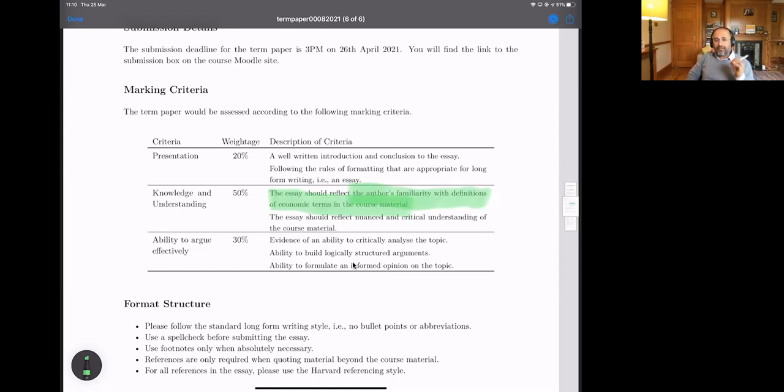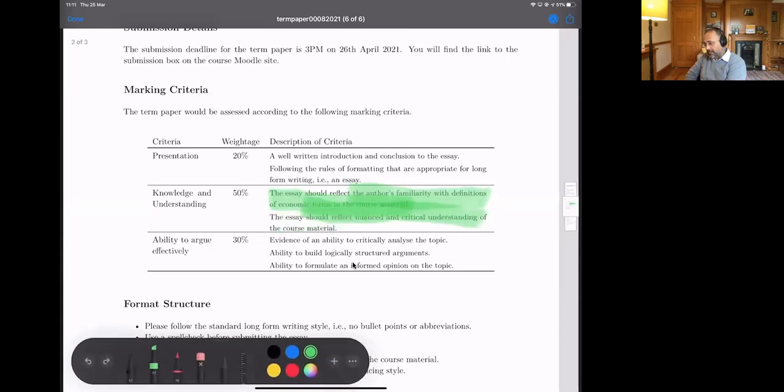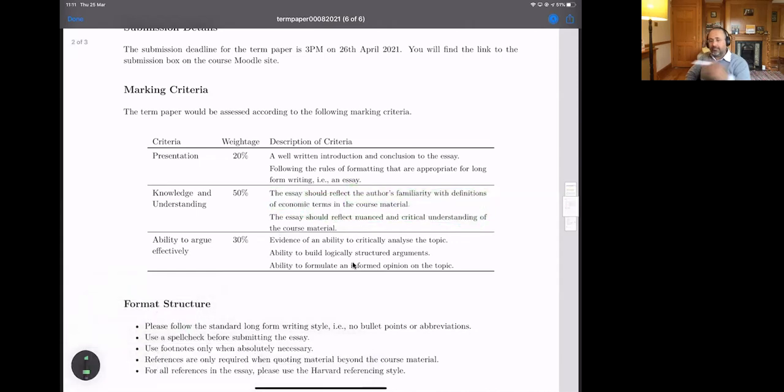So reflection of knowledge and understanding, the key concepts, the key definitions: the essay should reflect a nuanced and critical understanding of the course material. The basic objective of this term paper is to see, do you understand the course material? So no rhetorical statements required, no general observations about the world. What I want to know is, have you read the course material? Have you thought about it? Have you understood it? That's 50%.